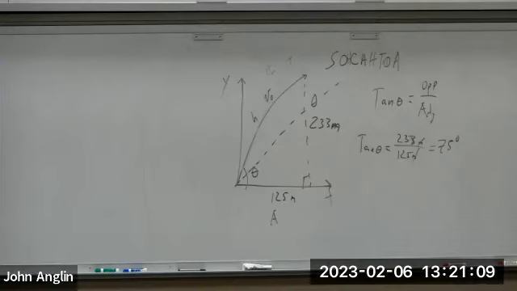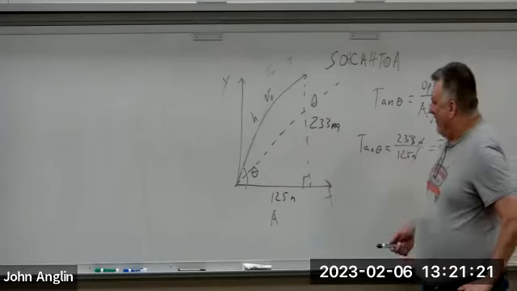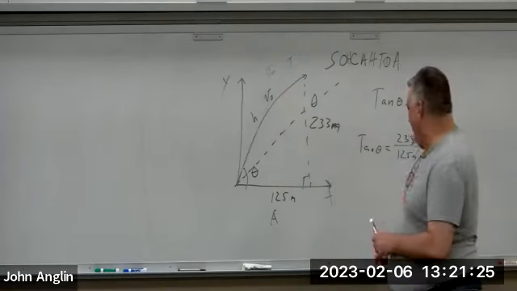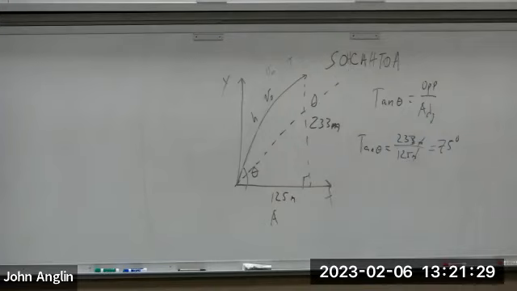So, what can we do with this information? We know what the angle is. Remember, ultimately what I'm trying to find is I'd like to know how fast V naught is. So, let me erase some of this.